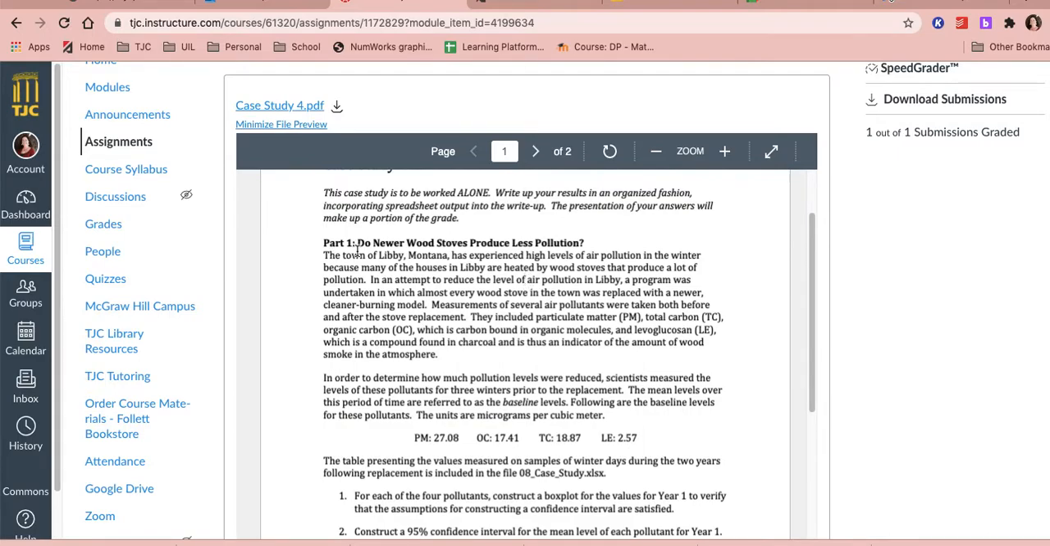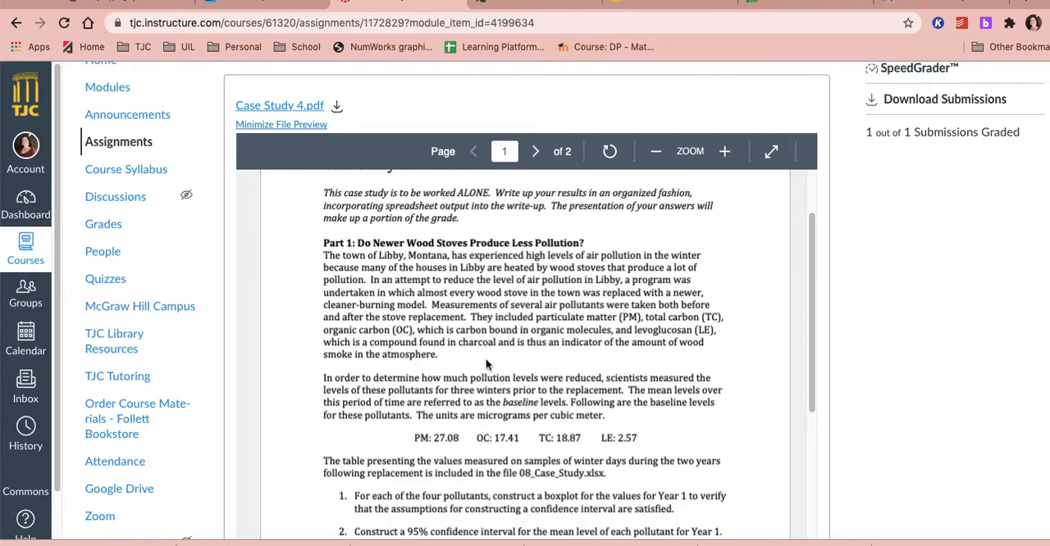What it's talking about is it's looking at wood stoves and pollution levels. So it's this town in Montana that has high levels of pollution in the winter because of some old wood stoves. And they're wondering if they replace the wood stoves with newer ones, if they can lower the pollutant levels. There are 4 different pollutants that they're looking at. I don't know how to pronounce some of these, so I'm just going to say PM, TC, OC, and LE. And those are produced by those wood stoves.